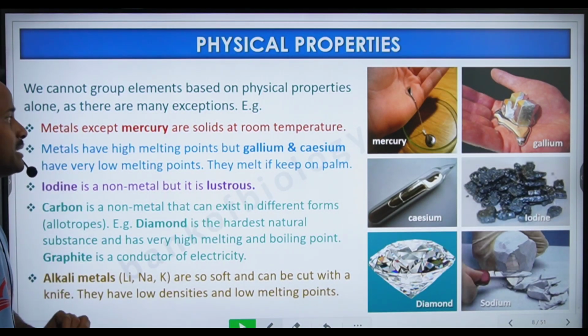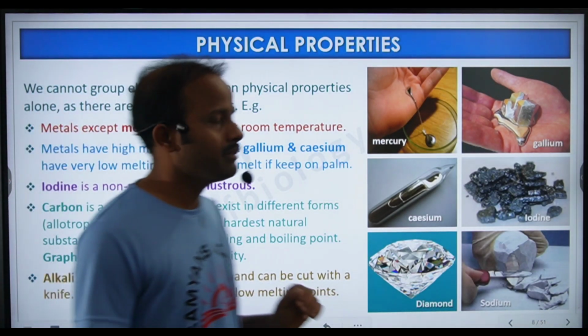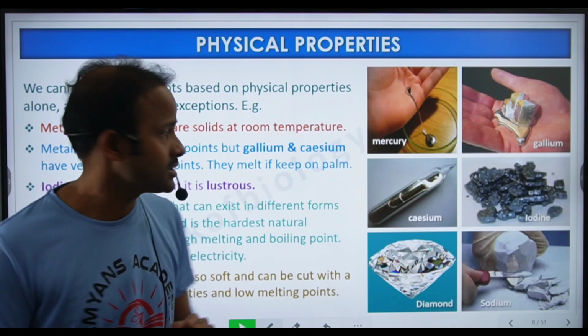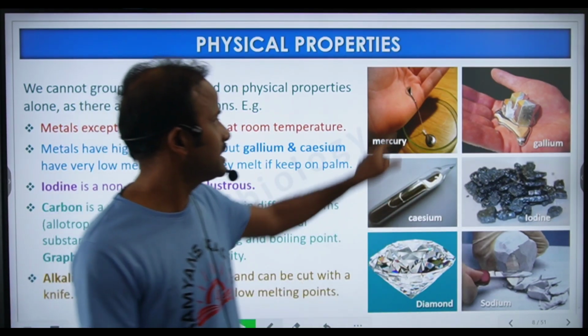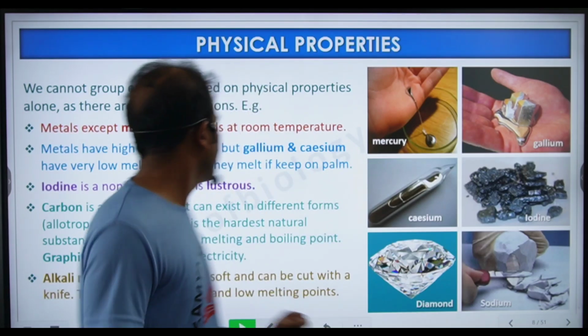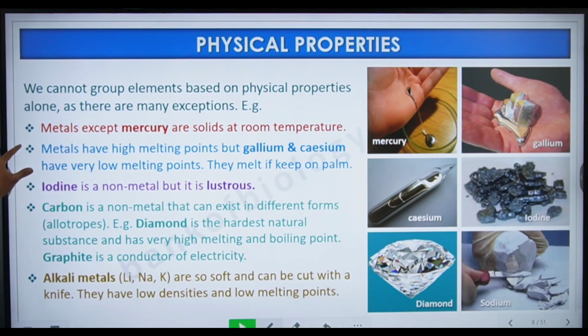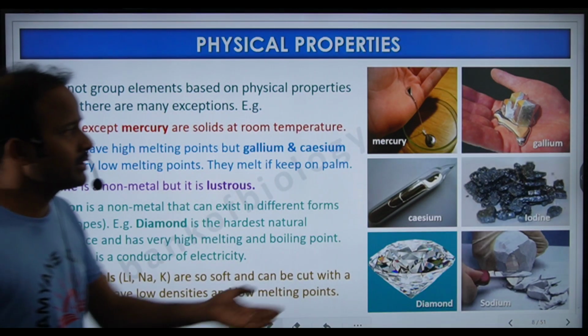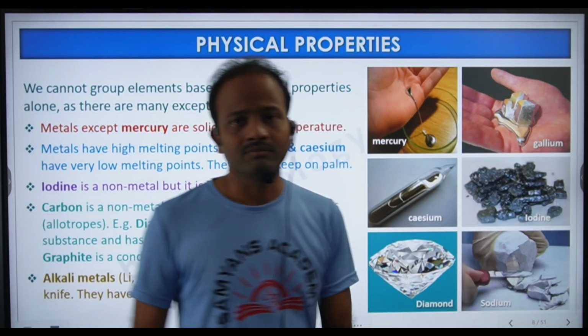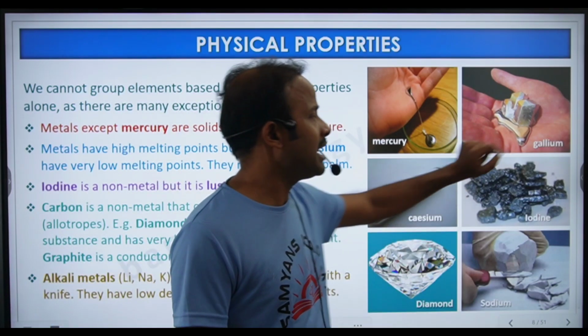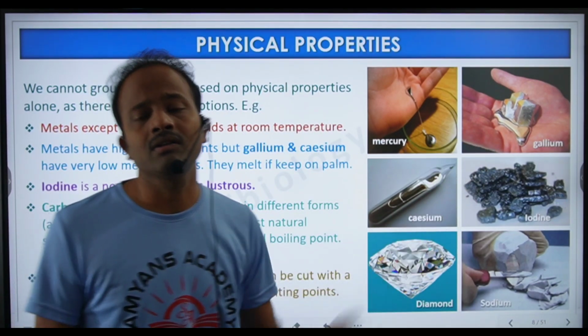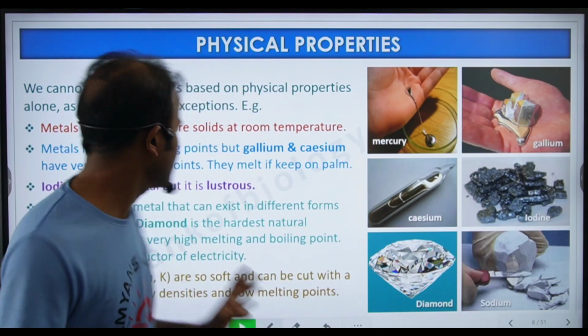For example, metals are solids at room temperature except mercury. Except mercury, all other metals are solid at room temperature. Now you see the mercury at room temperature, which is in the liquid state. Metals have a high melting point, but gallium and cesium have a very low melting point. They melt if kept on the palm. When you keep gallium on the palm, it melts by taking the temperature from your hand. Except gallium and cesium, all other metals have high melting points, right?